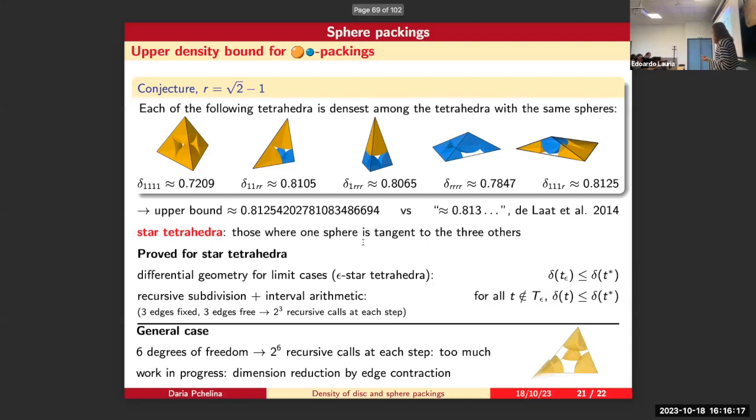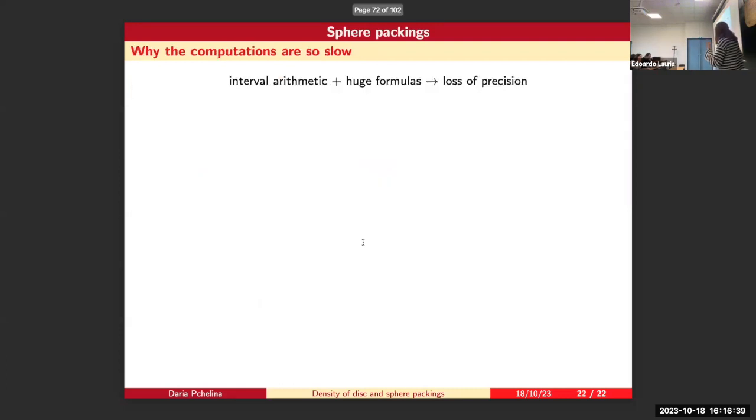and it's too much. Right now we're working on a geometric kind of proof to reduce the number of dimensions. We're trying to contract edges of tetrahedra and prove that the density doesn't decrease when we do this. And just a small remark, what does it mean, too much? Well, 64 recursive calls is bad at each step, but it's not the real problem.